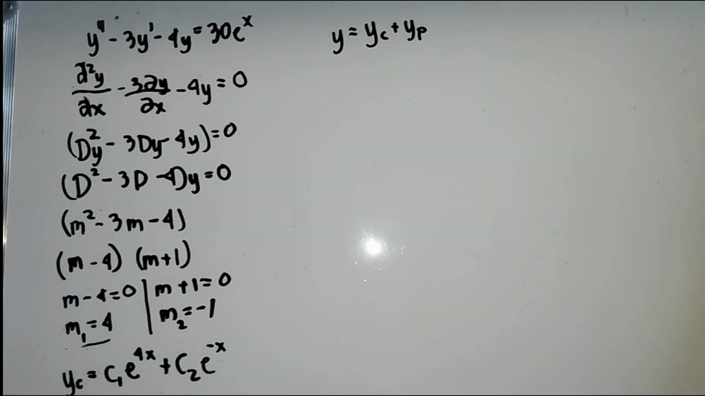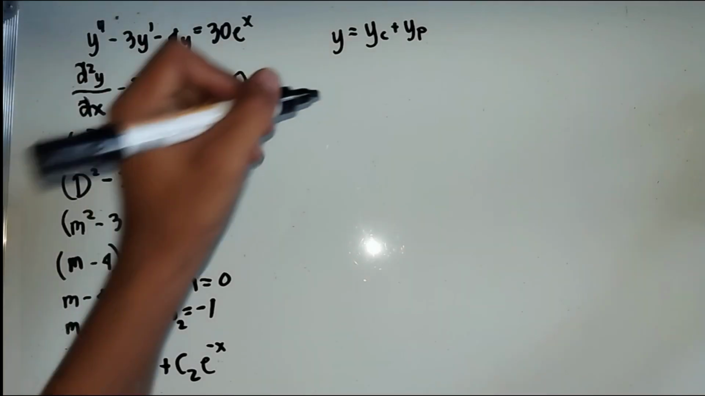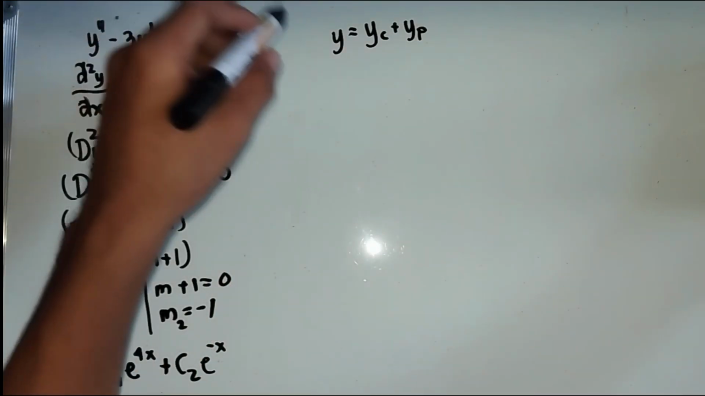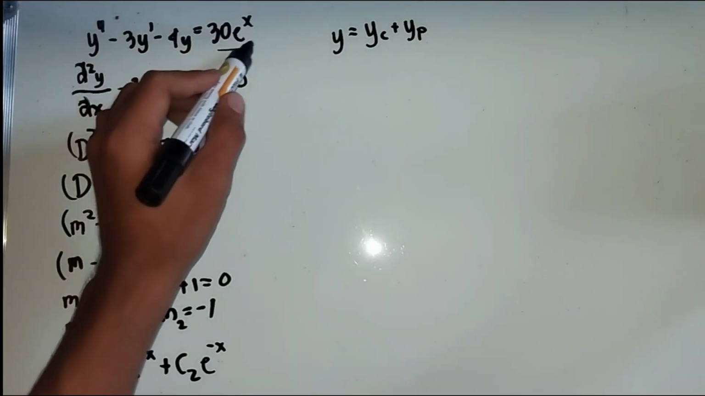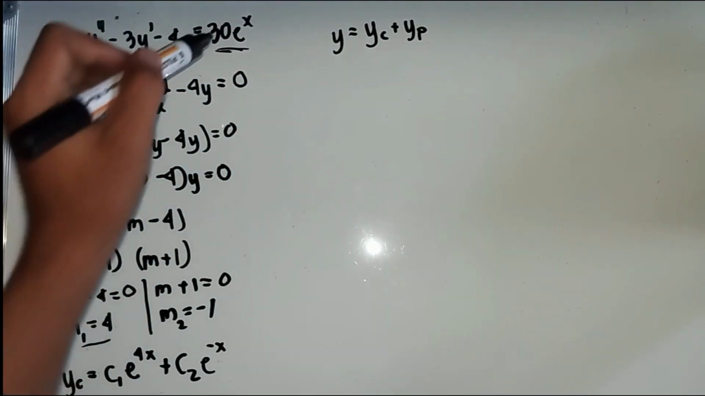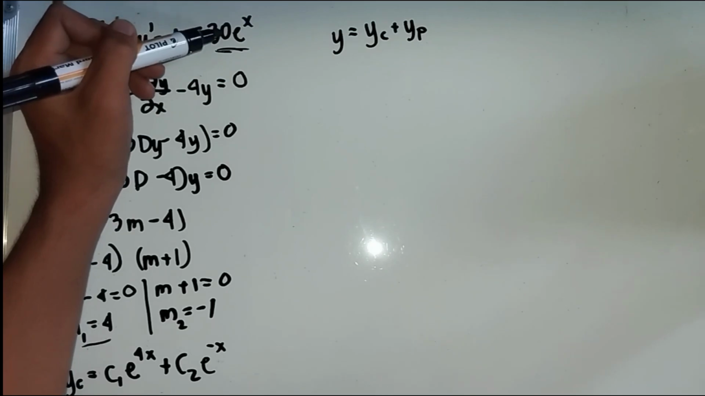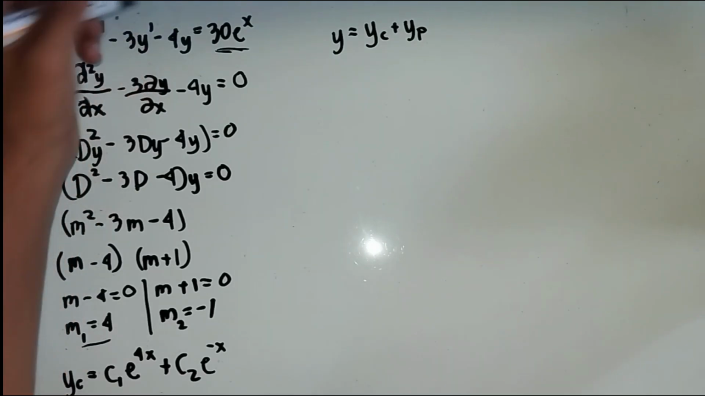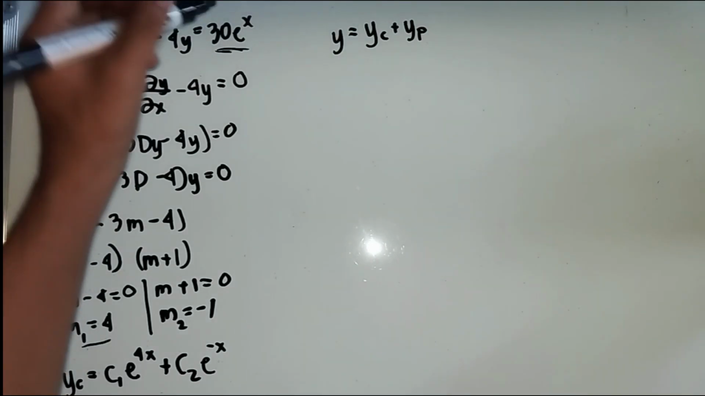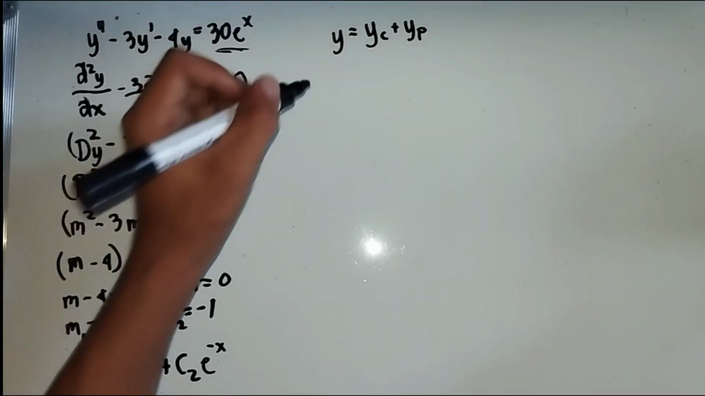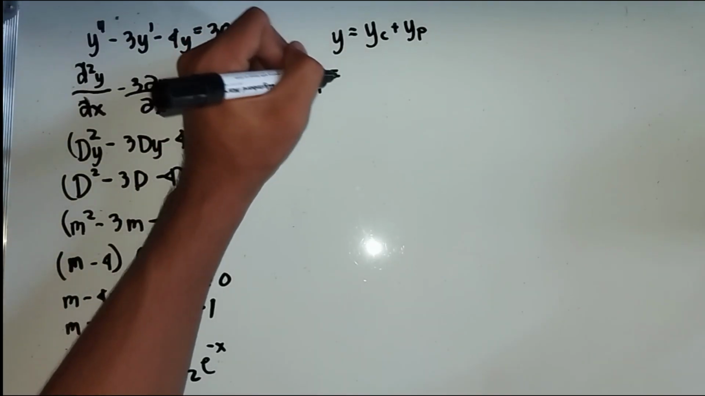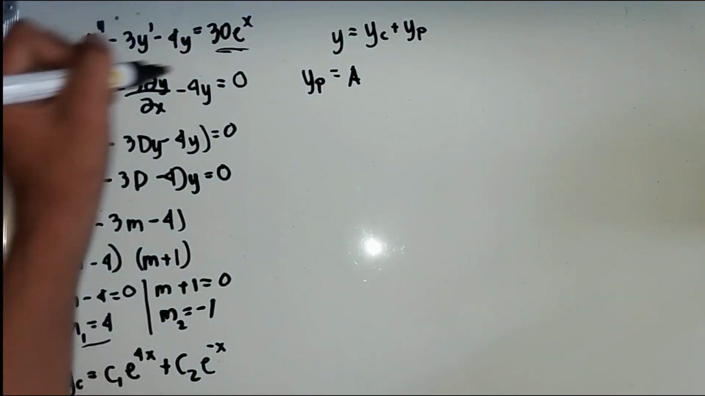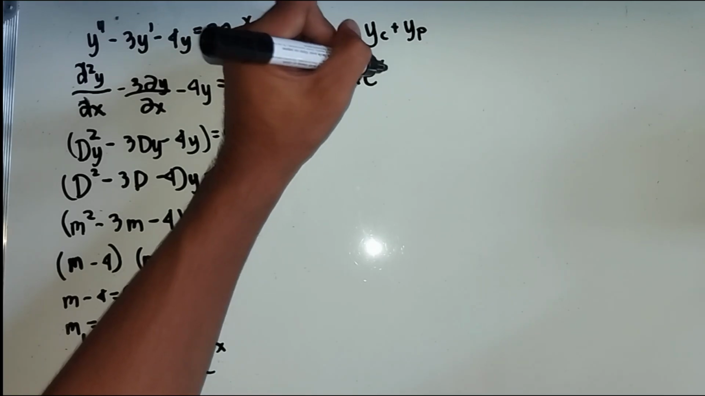Now we're going to find yp. In yp, we observe the term here. As you can observe, it is a constant, so we're just going to substitute an imaginary constant, letter a. So our y sub p is equal to a e to the power of x.